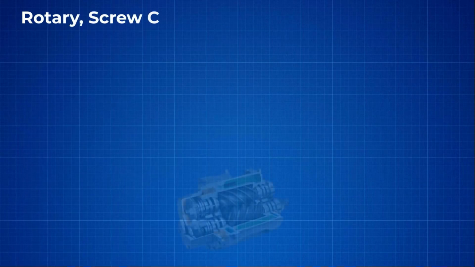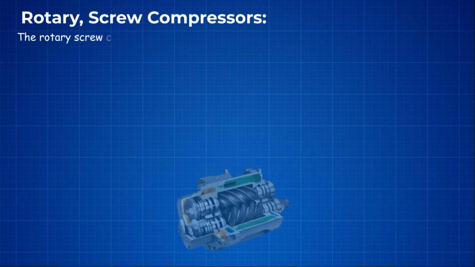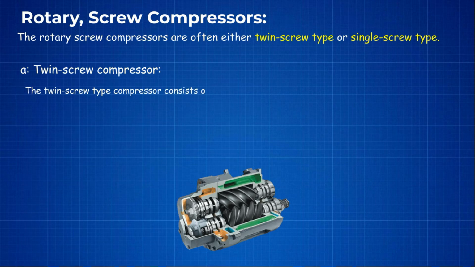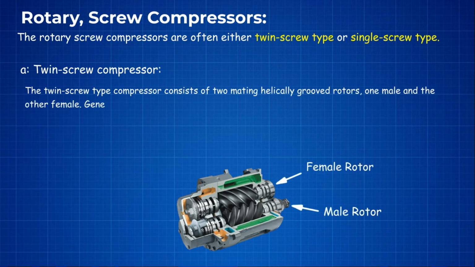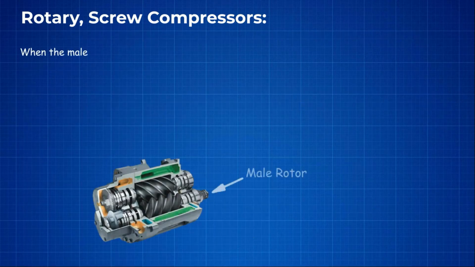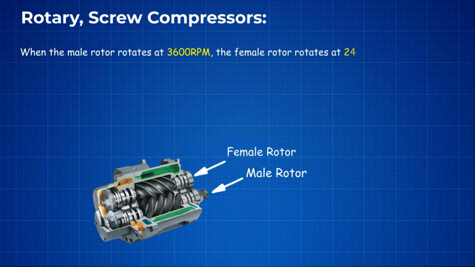Rotary screw compressors. The rotary screw compressors are often either twin screw type or single screw type. A twin screw compressor. The twin screw type compressor consists of 2 mating helically grooved rotors, one male and the other female. Generally, the male rotor drives the female rotor. The male rotor has lobes, while the female rotor has flutes or gullies. When the male rotor rotates at 3,600 RPM, the female rotor rotates at 2,400 RPM.